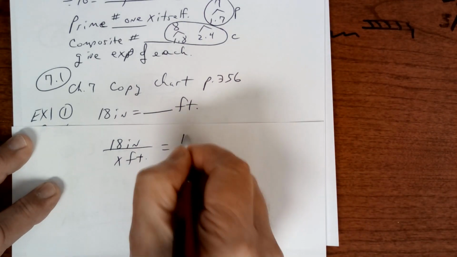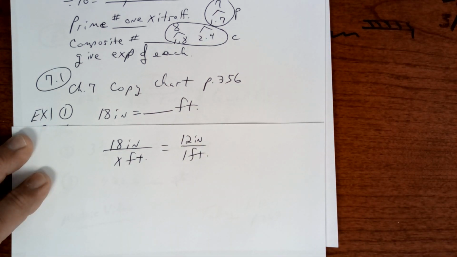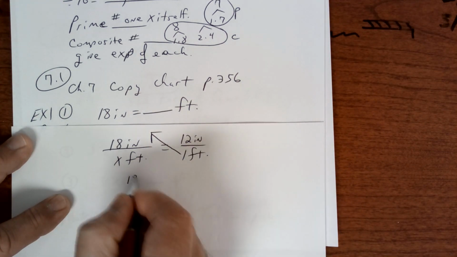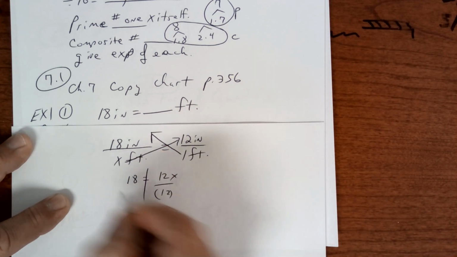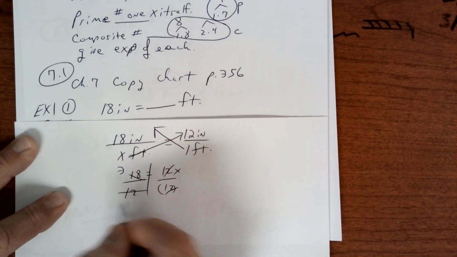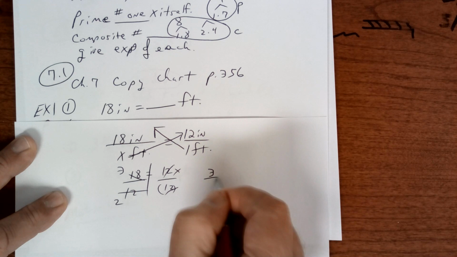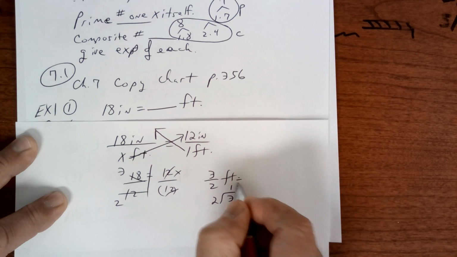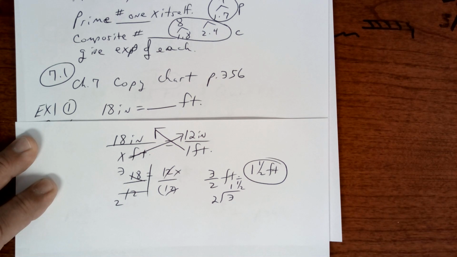Okay, well, there's 12 inches in 1 foot. So what we're going to do is cross multiply. When we do that, we're going to get 1 times 18 is 18, and x times 12 is 12x. We're going to divide by 12, and we're going to get the answer. So 6 goes into this 3 times, 6 goes into this 2 times. So it's 3 over 2 feet, which equals 2 goes into 3 one time with half left over. So it's 1 1/2 feet. And there's your answer. Make sure you know how to do that.